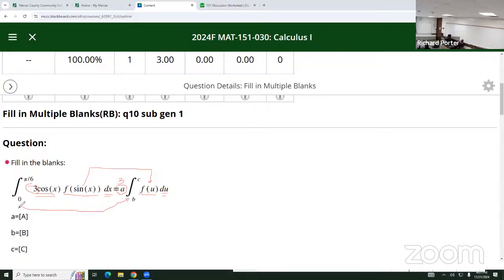If this was x equals 0 here, this is u of whatever that was. What's u of 0 going to be? Well, u is sine, right? What's sine of 0 equal to? Does anyone know?